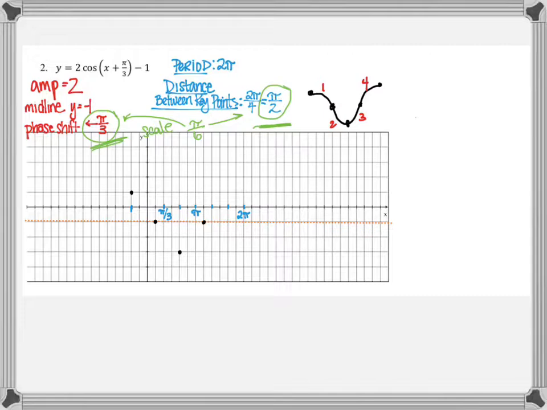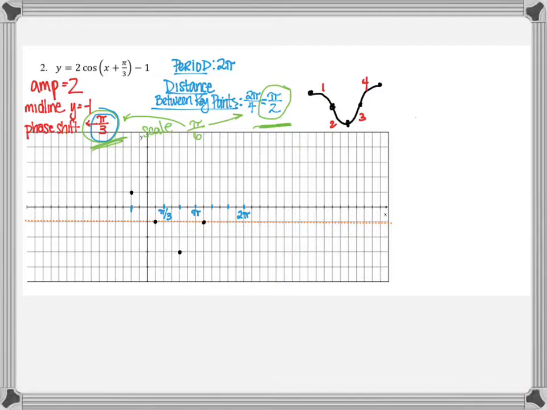But now thinking about my transformations, so we said that this graph is moving to the left pi over 3. So I went over here to negative pi over 3. And you have to think about what your parent function looks like now. So since my cosine curve, right, starts at the max value, I need to go my amplitude 2 units above my midline. And that'll be my first point.